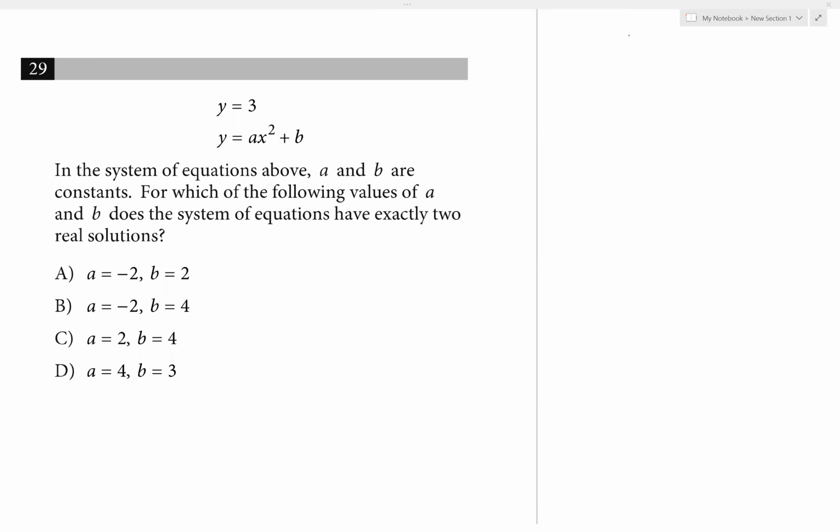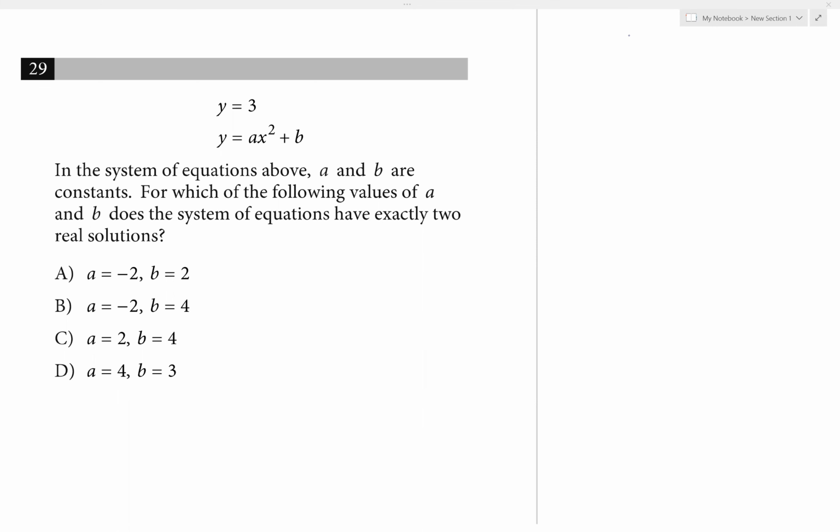All right, question 29. You have y equal to 3 and y equal to ax squared plus b. In the system of equations above, a and b are constants. For which of the following values of a and b does the system of equations have exactly two real solutions?